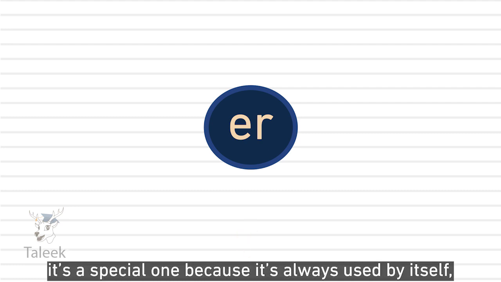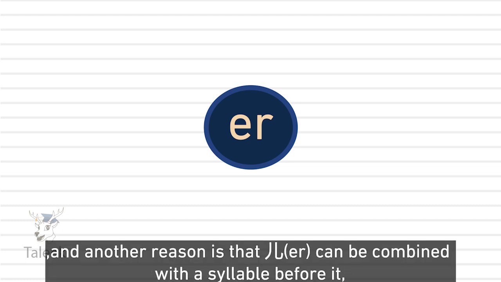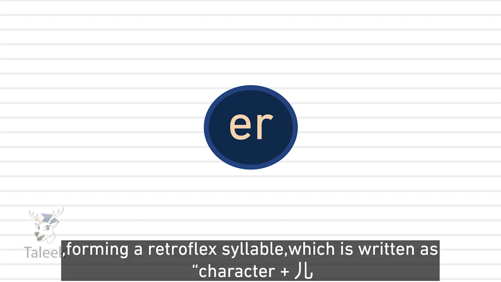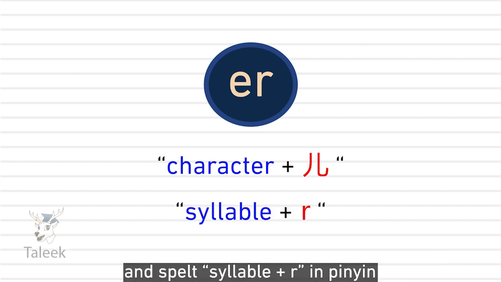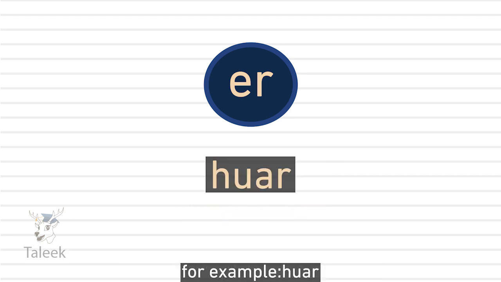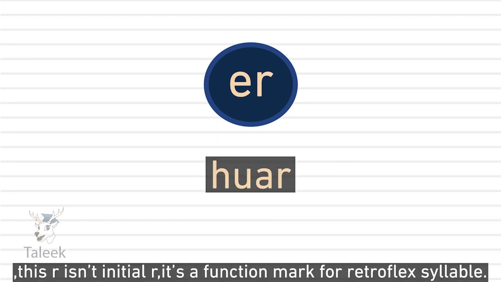It's a special one because it's always used by itself. And another reason is that R can be combined with a syllable before it, forming a retroflex syllable, which is written as character plus R and spelled syllable plus r in pinyin. For example, huar. This r isn't an initial, it's a function mark for retroflex syllable.